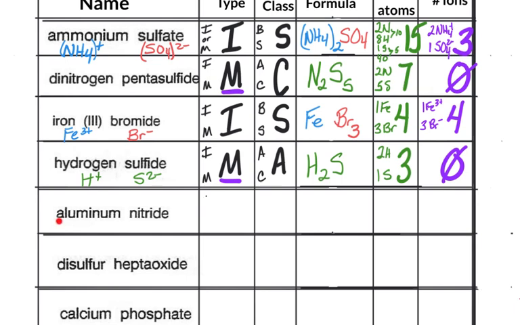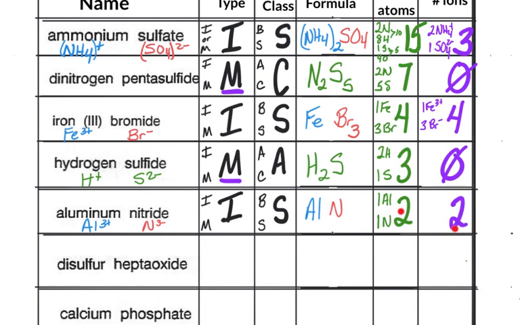Next, we have aluminum nitride. Aluminum is a metal, so we have an ionic compound. So we know that there will be ions present. The classification is going to be salt because there's no hydroxide. For the formula, aluminum has a 3+. Nitride is N with a 3-. We put that together and our formula is AlN. Number of atoms, just 2. Number of ions, also 2.